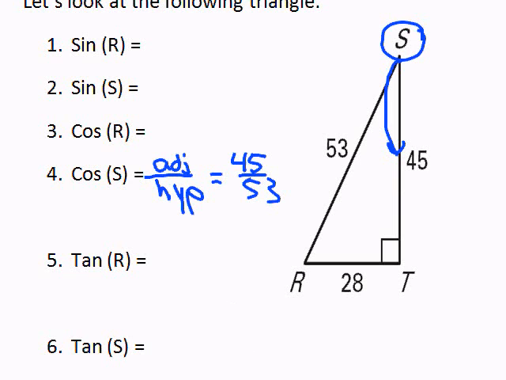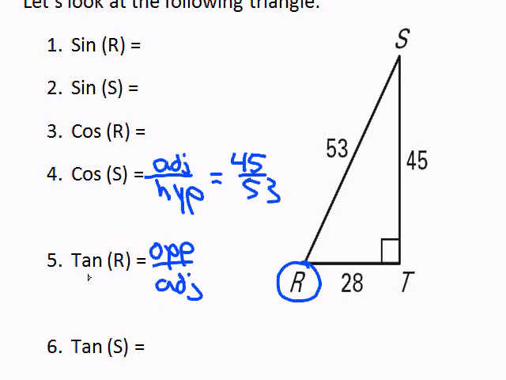What about the tangent of R? To find the tangent of R, we're going to do opposite over adjacent. Or, remember, tangent is TOA. O and A stand for the opposite and adjacent. So, looking at R, the side that is opposite angle R is 45. The side adjacent angle R is 28.